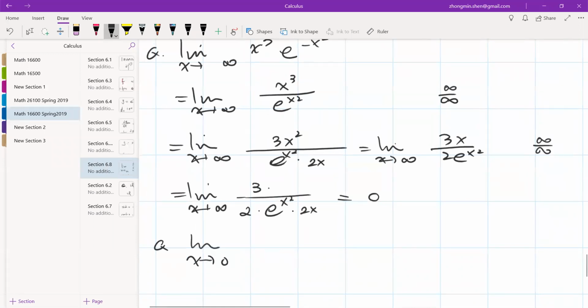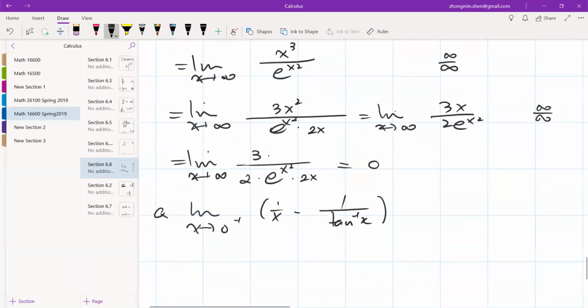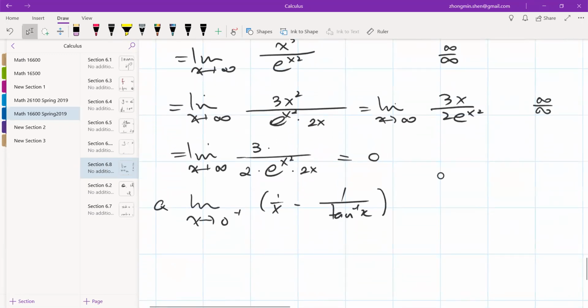So when x approaches 0 from the positive side, 1 over x minus arctangent x. Okay. Arctangent x, we just learned the derivative, right? The inverse function of tangent. It's going to be 1 over 1 plus x squared, the derivative. Okay.